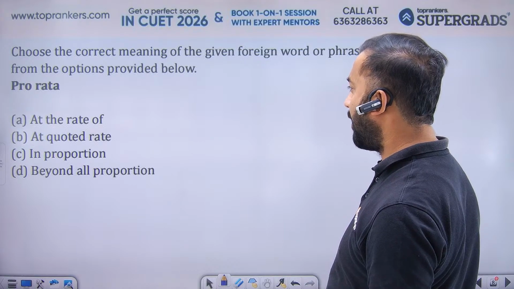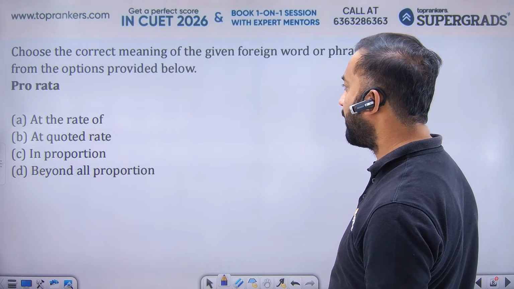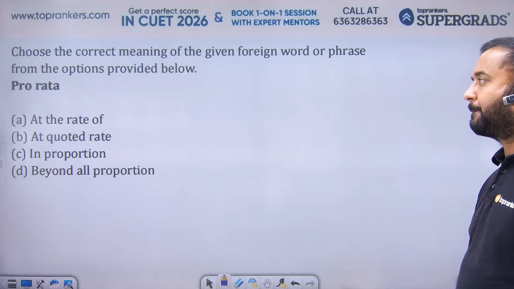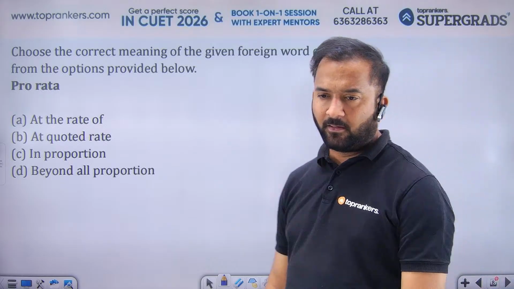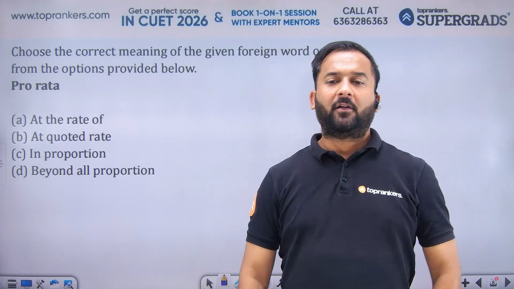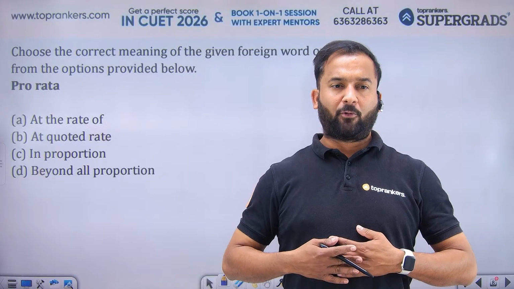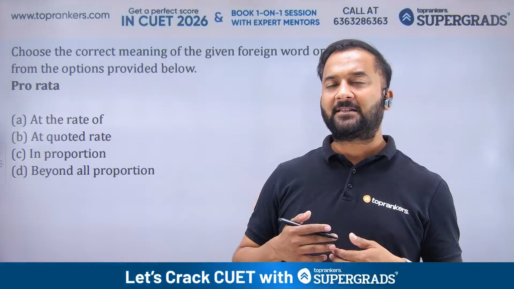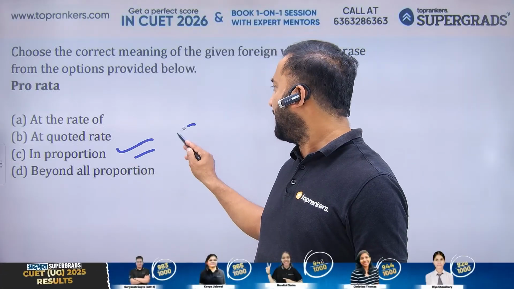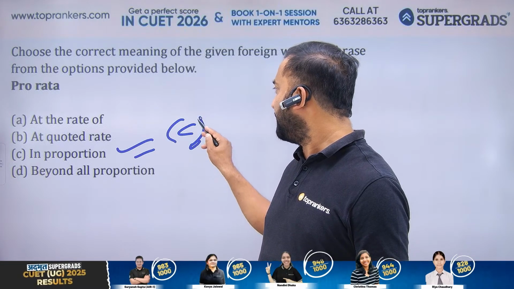Pro rata. Pro is in favor of something. And what is rata? So pro rata, you give an amount to someone, you give pro rata service to someone. That is in the same proportion. So C must be correct here.